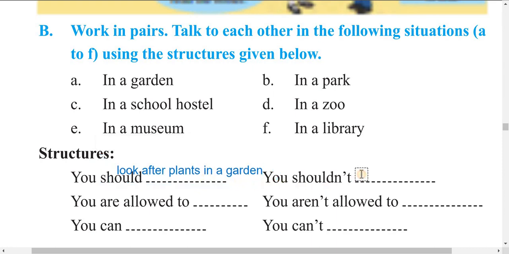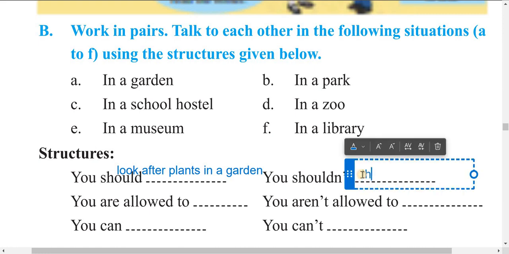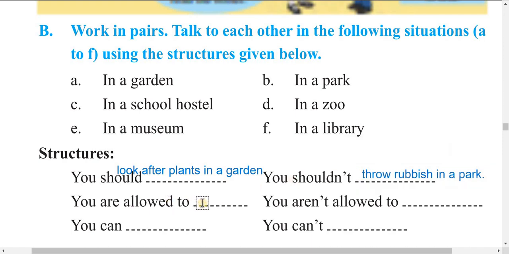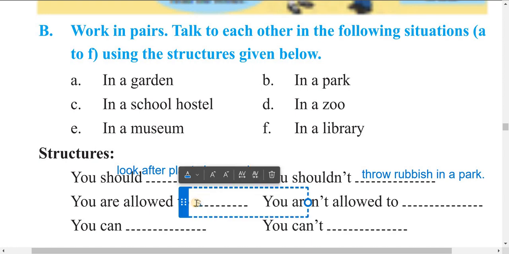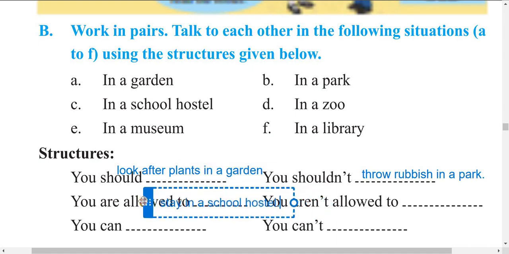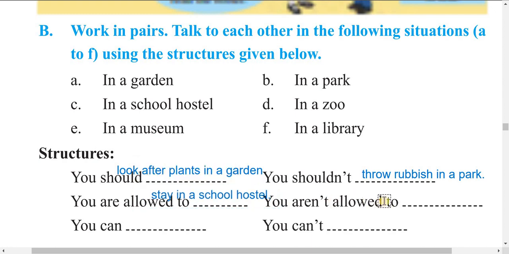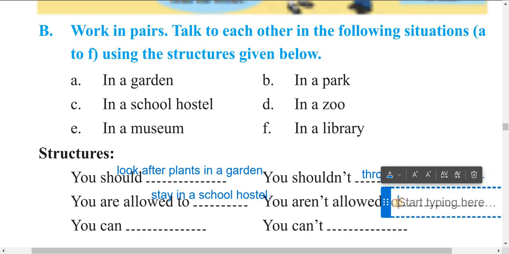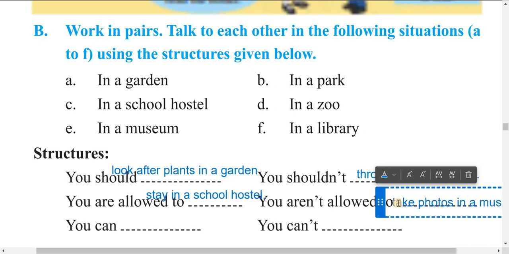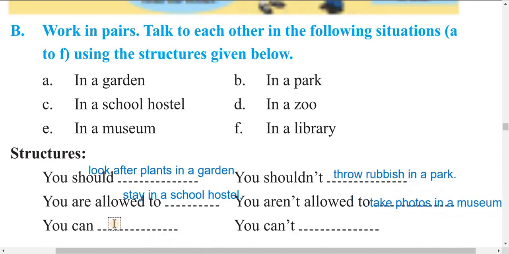Now, second one, you shouldn't throw rubbish in a park. Next one, you are allowed to stay in a school hostel. Writing this way. Okay. Now next one. You are not allowed to take photos in a museum. Next one.